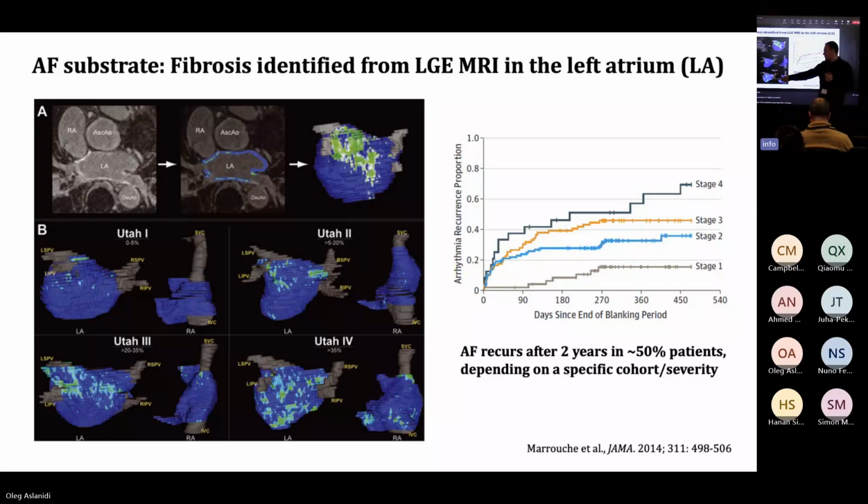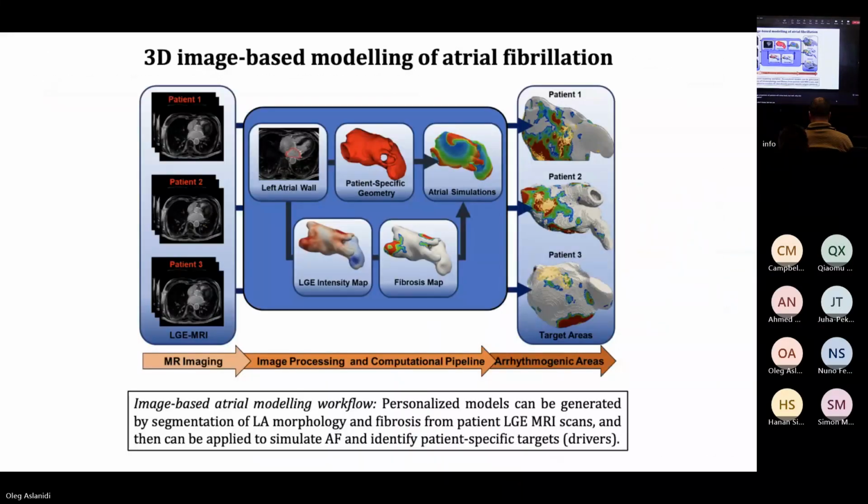But if your heart is really unhealthy, and we see it from the image, almost 70%, that's a huge proportion of patients, will come back. Why this happens, we don't know, but we can try to understand this using modeling and using digital twins. So this is a workflow that can be used to create such models.